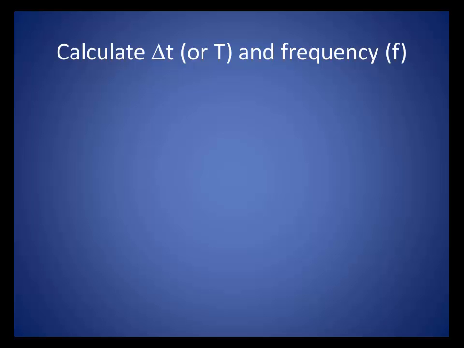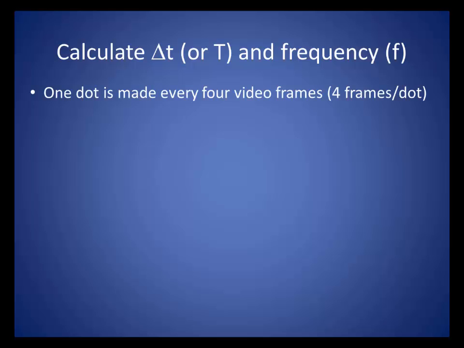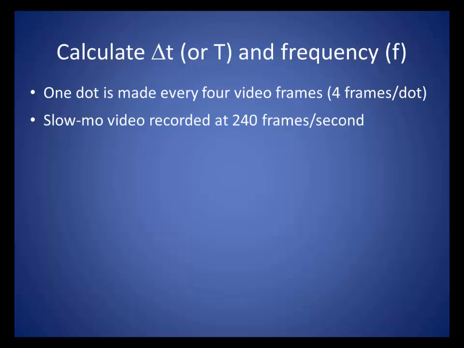So what we need to do is calculate the time between each dot, which we call delta t, but in reality, since it's a cyclic process, we could also use a capital T, which represents the period. And we can also calculate the frequency if we wanted to use that. And the frequency is related to the period, as you'll see. So we found that one dot is made every 4 video frames, so there's 4 frames per dot. And our slow-mo video was recorded at 240 frames per second.